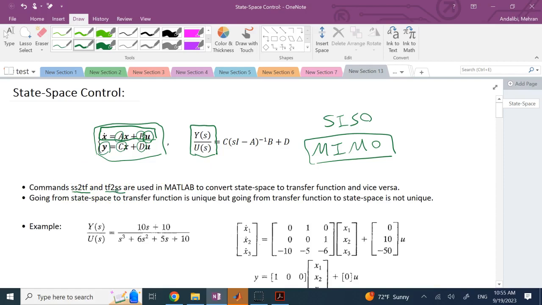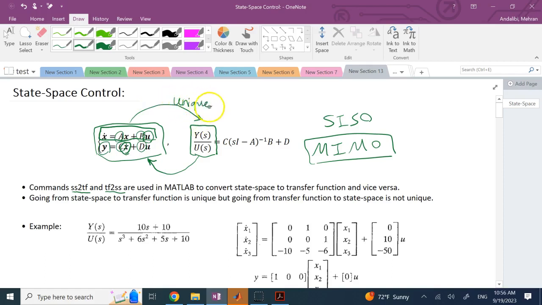And one thing I want you to know, and I guess I explained it in one of my previous videos on state space, is that going from transfer function to state space is not unique. There could be so many different ways that you can go from transfer function to state space, and that depends on what this vector x is that you decide. It depends on what states you select. Depending on that x, you will get different matrices A, B, C, D. So this is not unique. But going from state space to transfer function is unique.